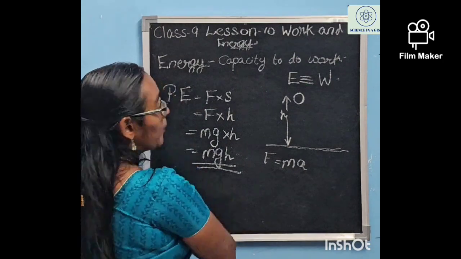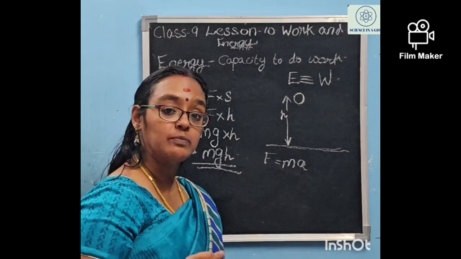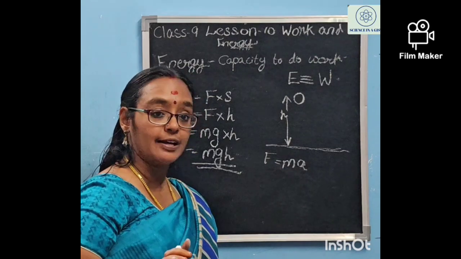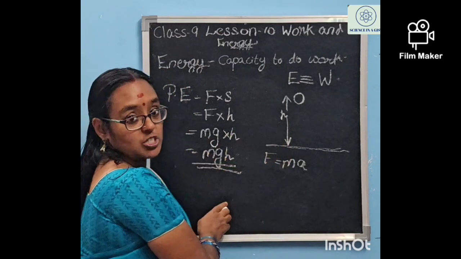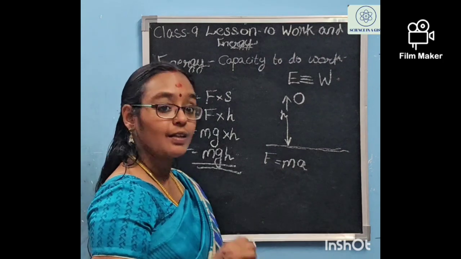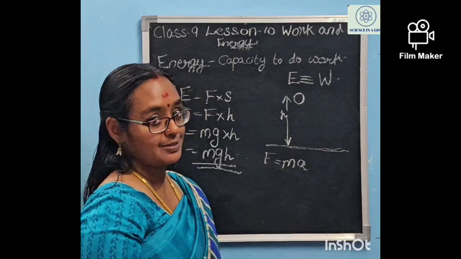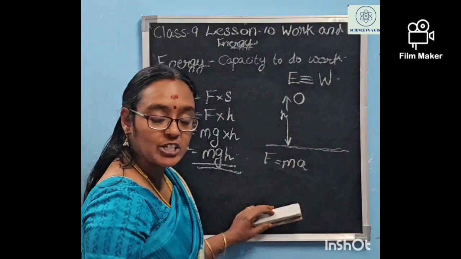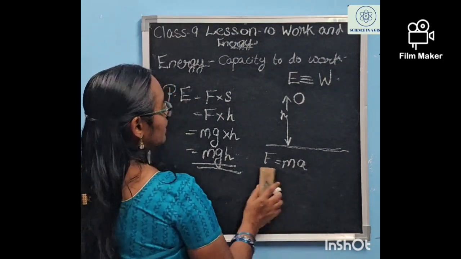So what is the potential energy? Potential energy is equal to mgh if the object is raised to a height of h. And what is the kinetic energy? It's equal to half m v square if the object is moving from rest. These are the conditions for potential energy as well as for kinetic energy.